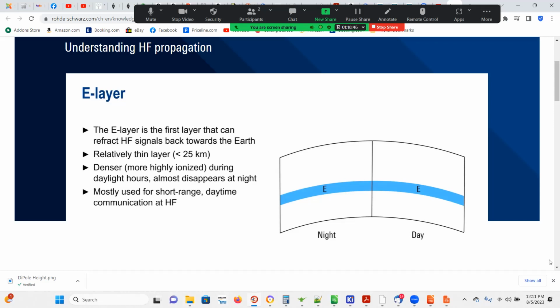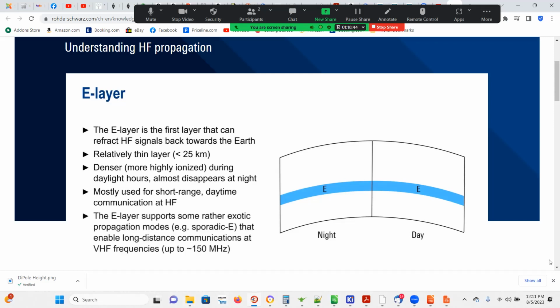Aside from mostly short-range daytime communications and a few other special cases, E-layer propagation is not commonly found in HF. Note, however, that at VHF, the E-layer is very important and supports some rather exotic and less predictable propagation modes, such as sporadic E, that make long-distance communication over thousands of kilometers possible, even at the relatively high frequencies of VHF.